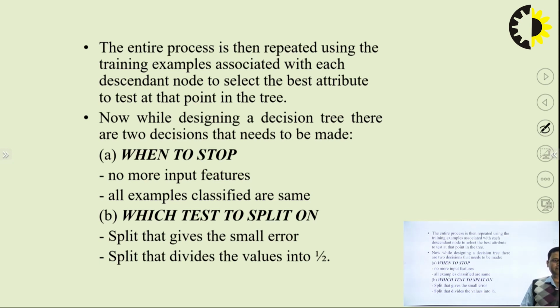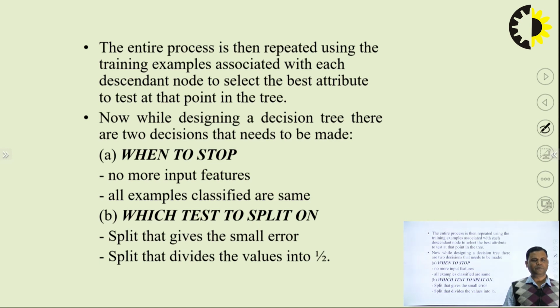So at each and every level of the decision tree, we will always select the best attribute that is suitable for the creation of the decision tree. Now, while constructing the decision tree, there are two decisions that need to be made. The first one is when to stop, when we will stop the splitting of the nodes in the decision tree.